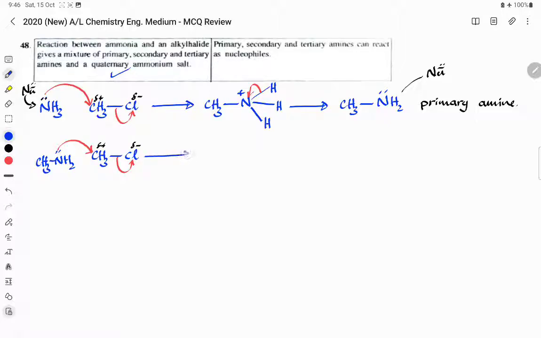It's a nucleophilic substitution. So this will end up with a group that has 2 hydrogens and a CH3 group. Then a hydrogen will be removed by leaving its electrons to neutralize the plus charge on nitrogen. That's how we end up with a secondary amine. Now this secondary amine is also a nucleophile because it has a lone pair on the nitrogen. It can also attack the alkyl halide. This is a secondary amine.